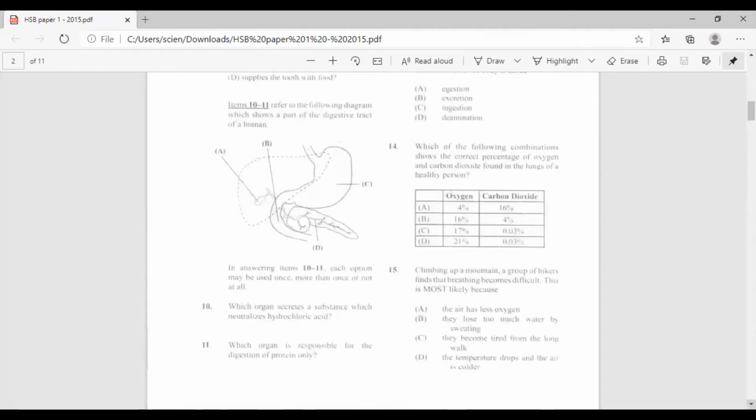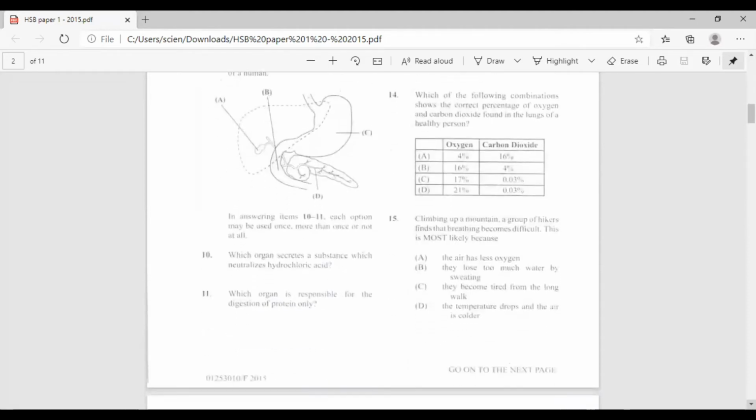So question 15. Climbing up a mountain, a group of hikers find that breathing becomes difficult. This is most likely because A, the air has less oxygen, B, they lose too much water by sweating, C, they become tired from the long walk, D, the temperature drops and the air is colder. So the answer is A. The air has less oxygen. As you go up the mountain, you have less oxygen there.